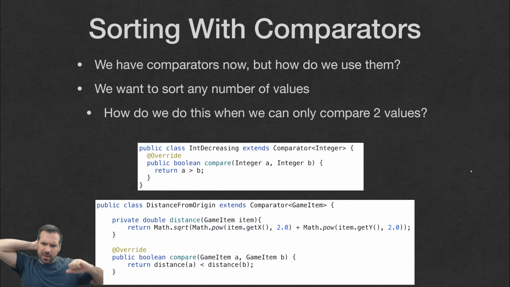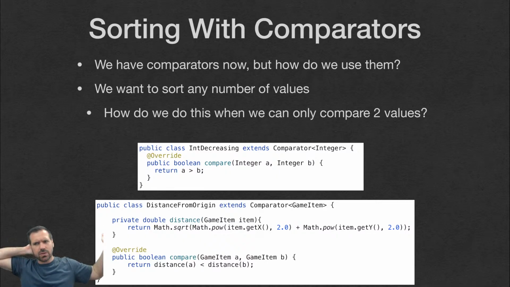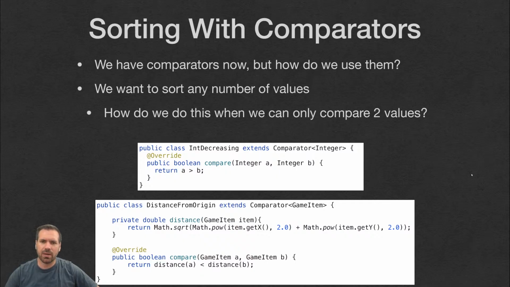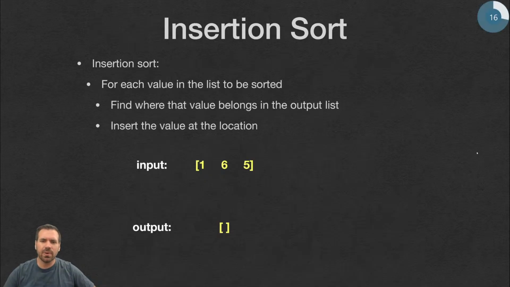But the big problem here is that we're only comparing 2 values. I want to sort lists. I want to sort an array list of 1,000,000 values. How am I going to do that when all I can do is compare 2? The short answer is, well, we're just going to call that comparator a whole bunch of times. Problem solved. And this is where our sorting algorithms come in.